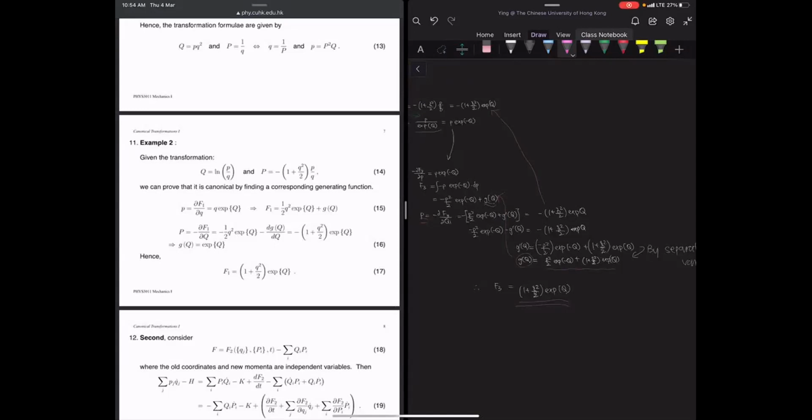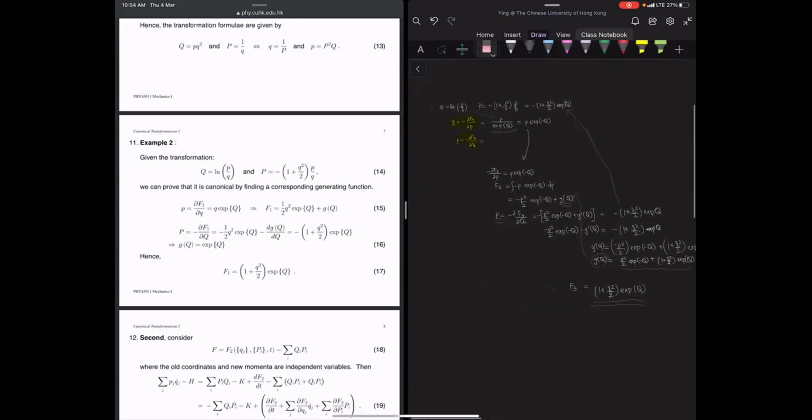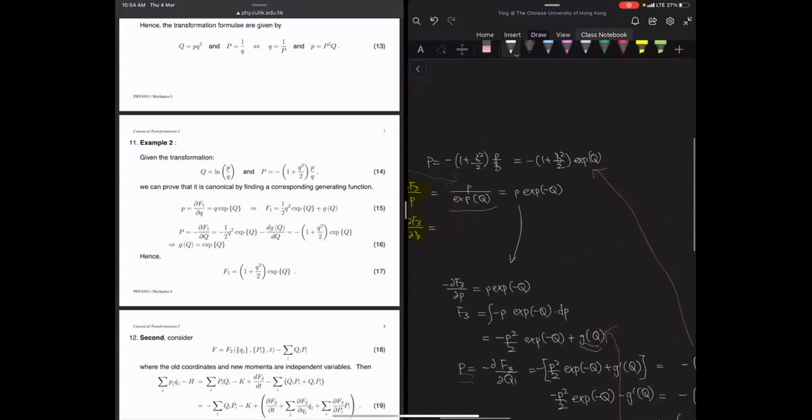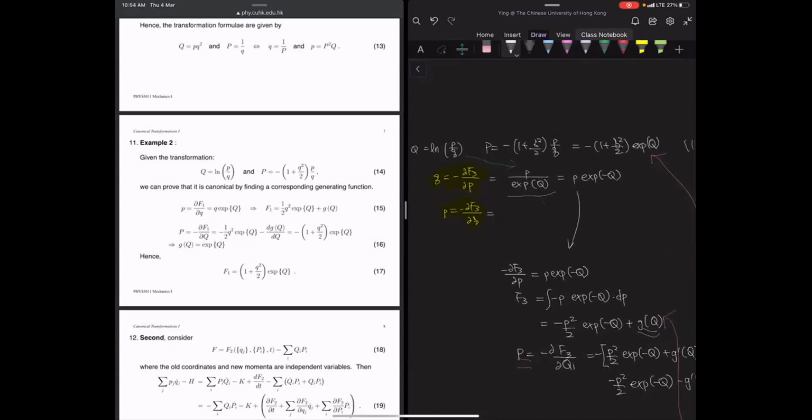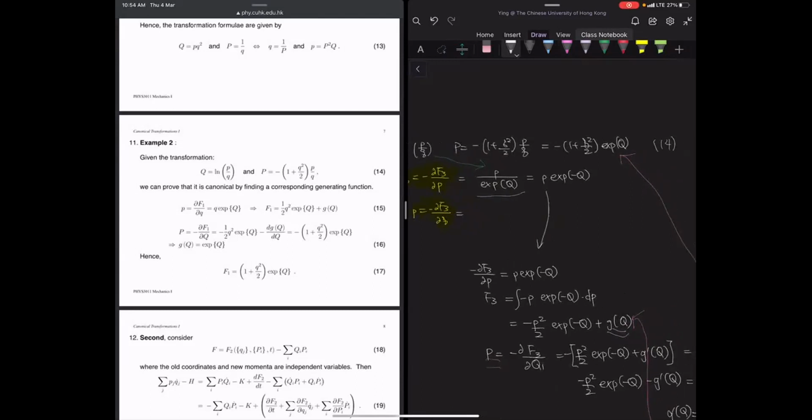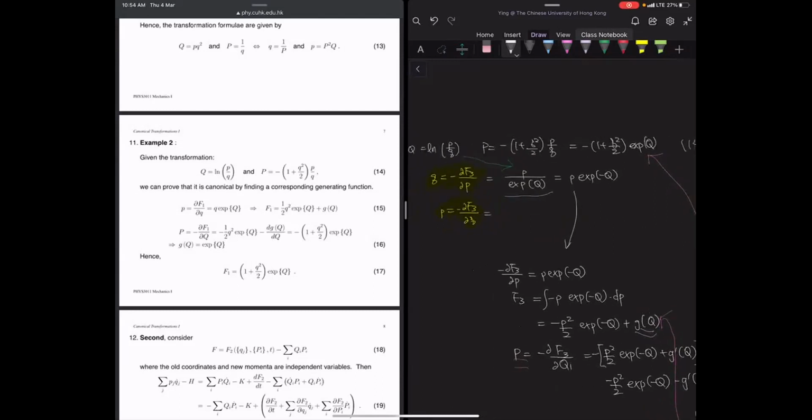Any questions from the audience? So basically, I think you start with equation 14. Is it right? Yes. This is equation 14, the definition of capital Q and capital P, right? And then apply the relations related to the third type of generating functions.